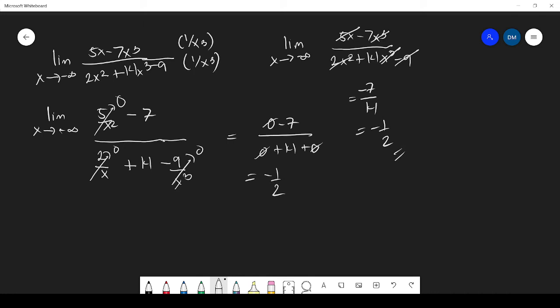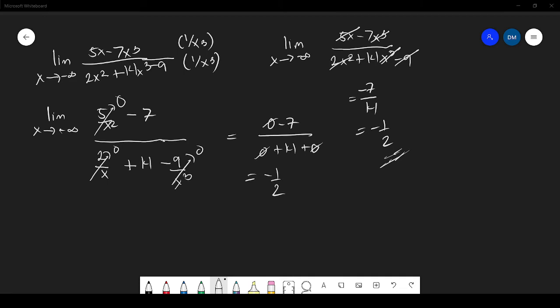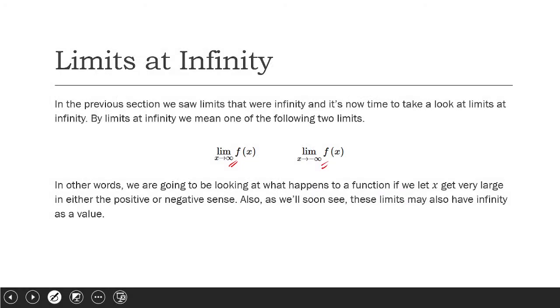Ayan. So, pwede rin natin itong i-apply into other problems or other functions as long as kaya nating i-cancel or tanggalin yung mga hindi ganun ka-relevant. Meaning, yung walang masyadong weight. So, yan. Pwede tayong gumamit ng shortcut. Ayan. So, that is it for the limits at infinity.